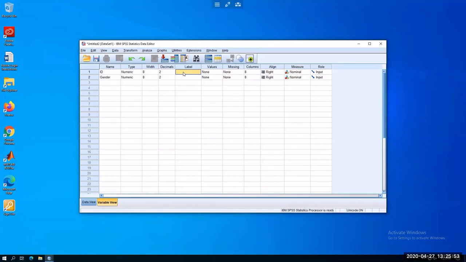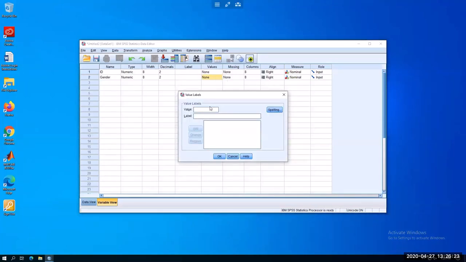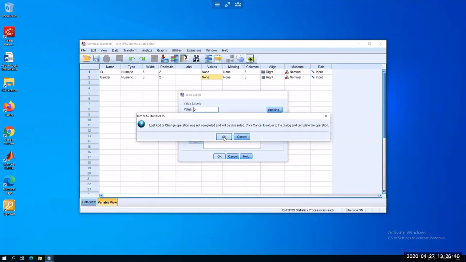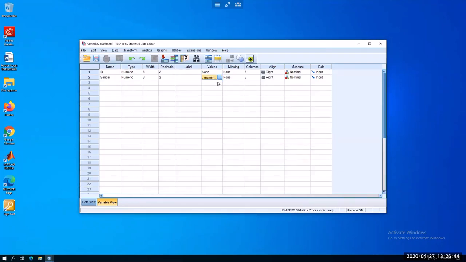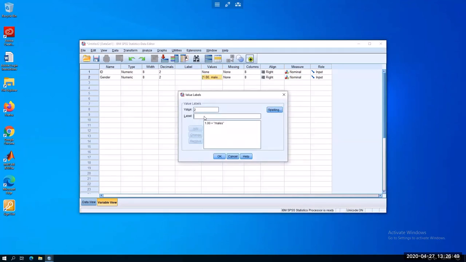Also, since we're using short names for our variables, we should use labels. And the label here should give some additional comment, some additional explanation of our variables. For gender, I assigned two genders, male and female, and I want to define values. So I clicked here on values, and value one will be males, and value two will be females. Add and then click OK.